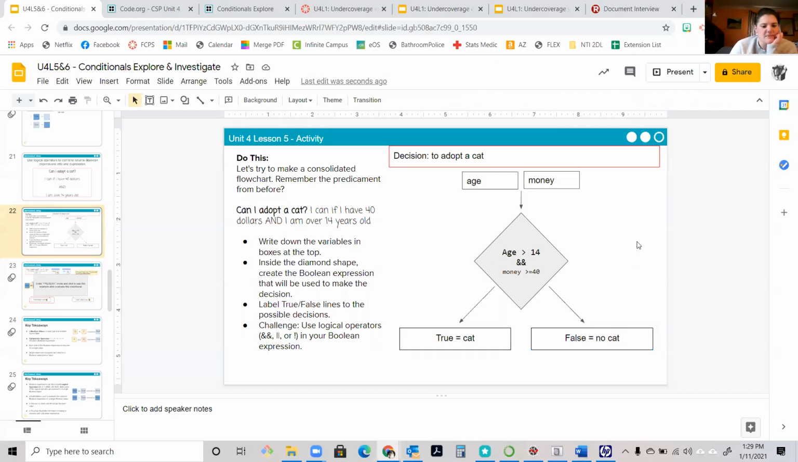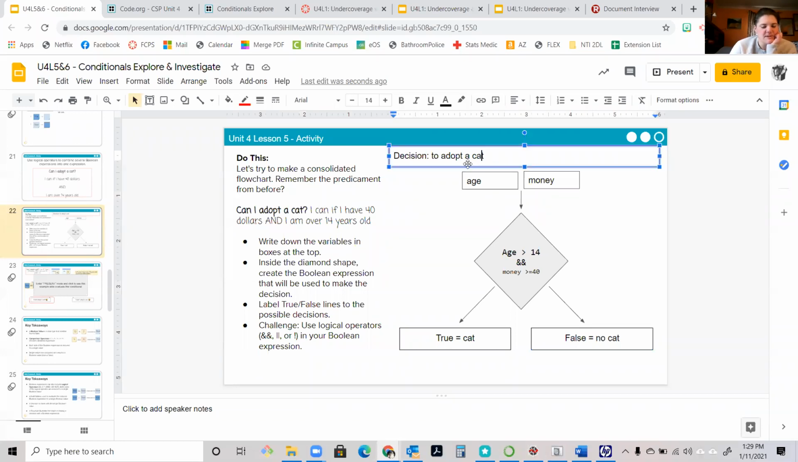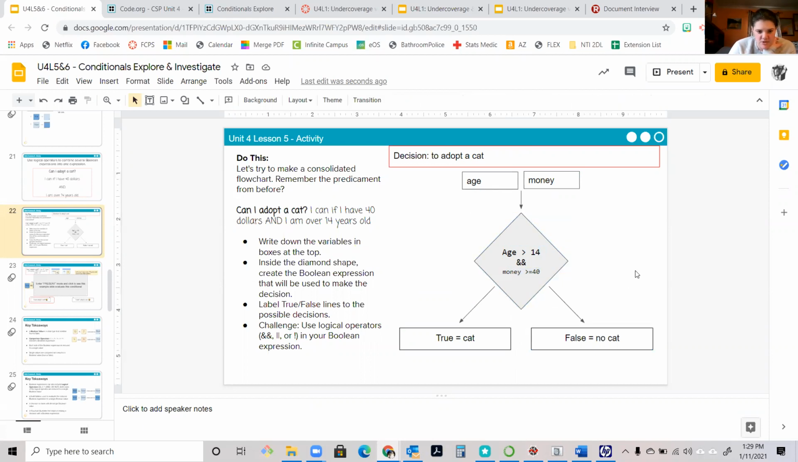All right, so here is my answer. My decision was to adopt a cat. I put in age and money as my variables again. So for our expression, we are evaluating age greater than 14 and money greater than or equal to 40. If both of those are true, I get cat. But if any of them are not true, I get no cat. So let's watch this at work.